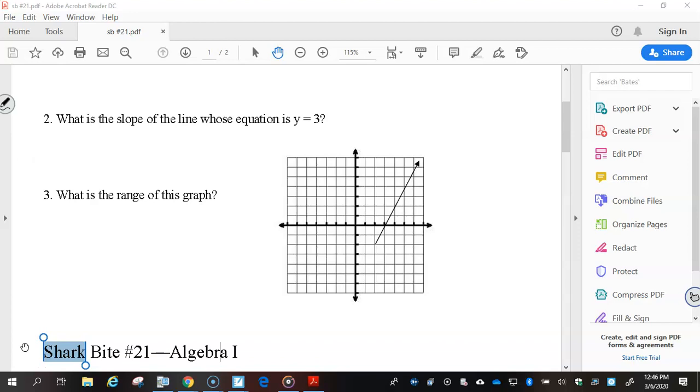Alright, for number 3, we're looking for the range. So what are we looking for? Y. So y's. If we're looking for the y's, and this is a continuous function, we need to look for our lowest point to our highest point. What is the lowest point of this graph? Negative 2. What is the highest point of this graph?